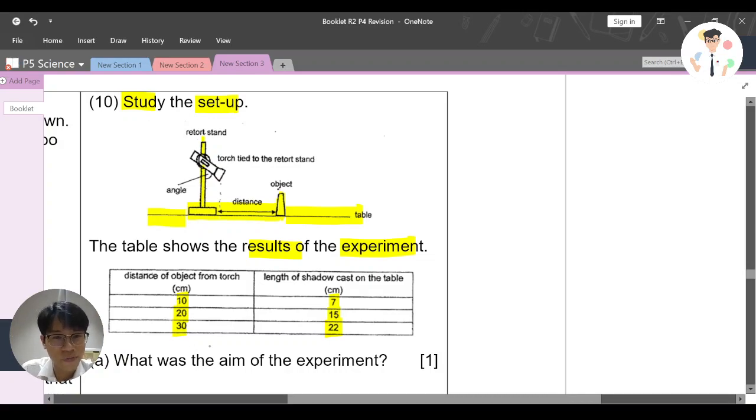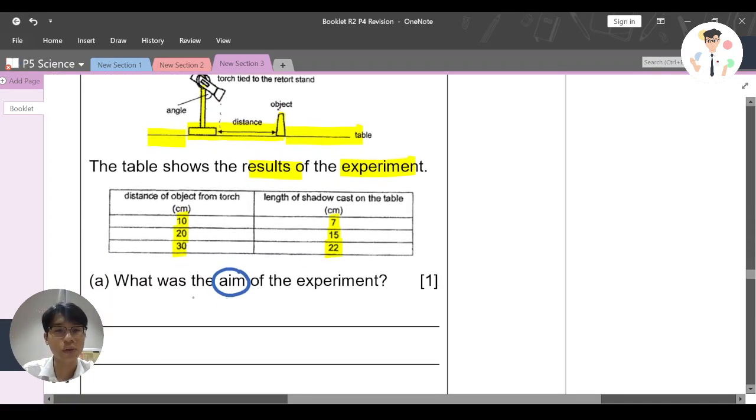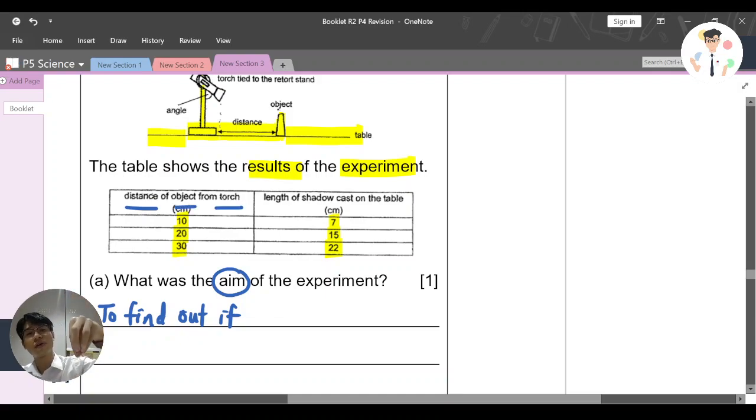Let's look at A, what was the aim of the experiment? Now, we always start with "to find out if the change variable affects the result." So what is the change variable here? What is something that's being changed here? The distance of the object from the torch. Then, the change variable affects the result. What is the result here? What are we observing here? The length of the shadow cast on the table.